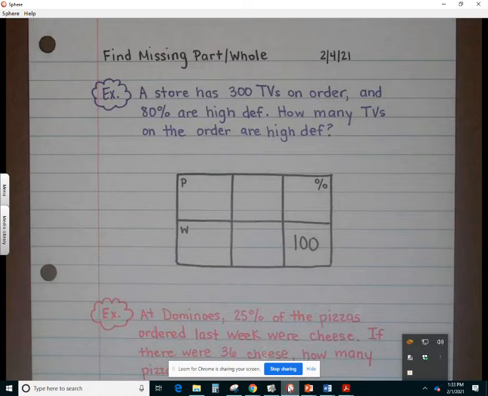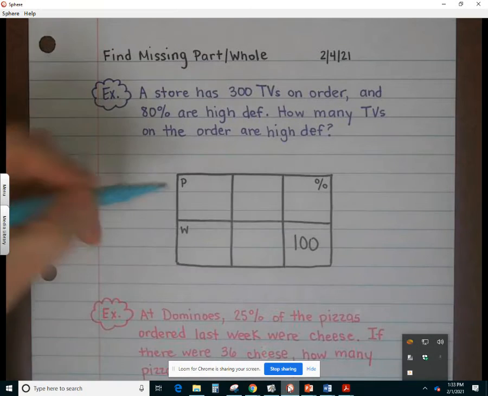Yesterday we talked about word problems where we were missing the percent, but today we're going to be talking about word problems where they give us the percent and they give us either the part or the whole, and we're missing the other piece. So we're missing either the part or the whole, depending on the problem. This part's a little bit trickier because sometimes people have a hard time deciding what is the part and what is the whole. And that's why it's so important to label and to really think about the real world.